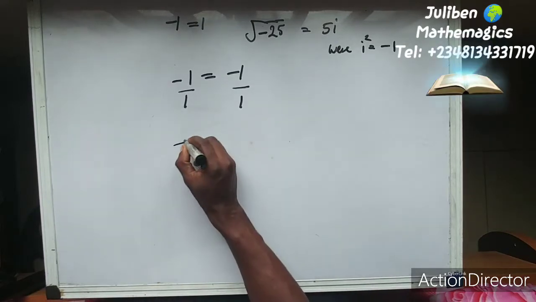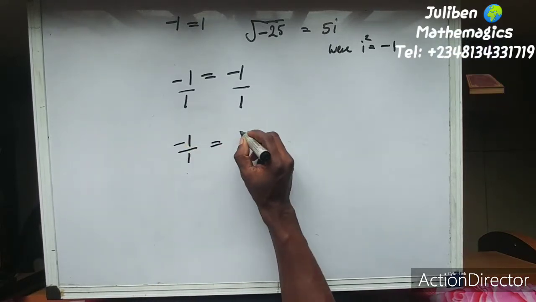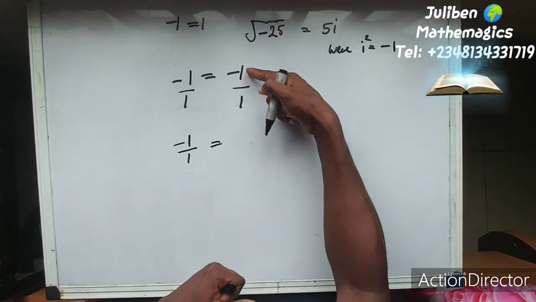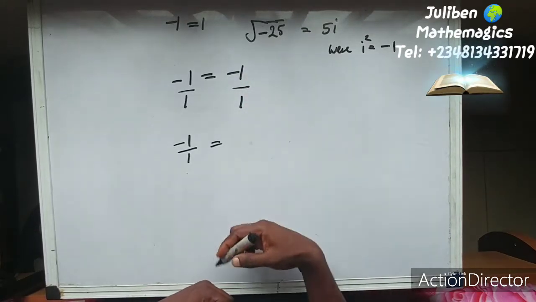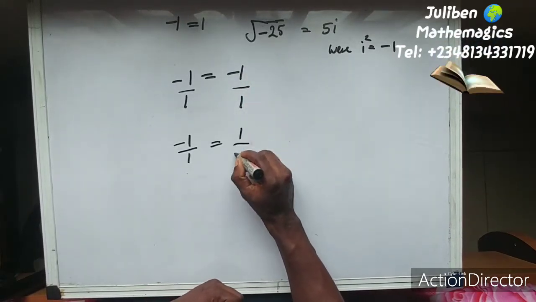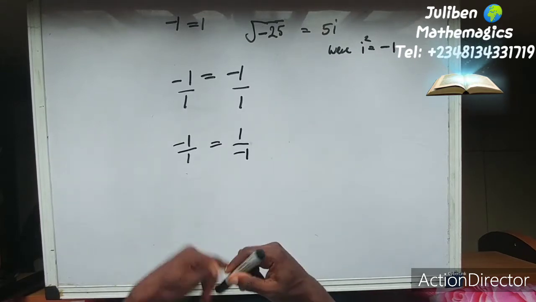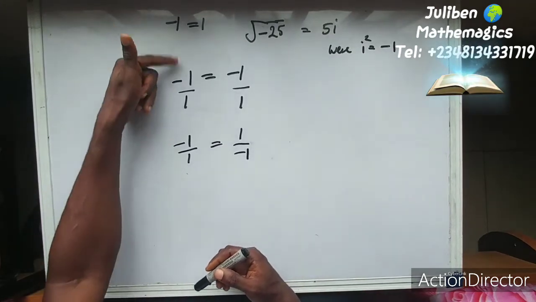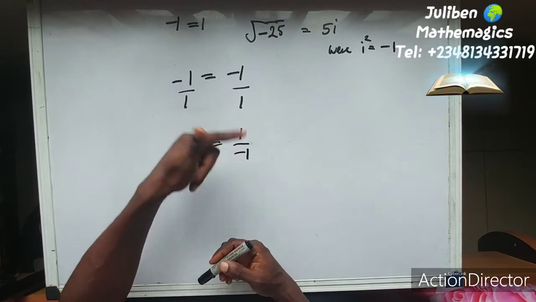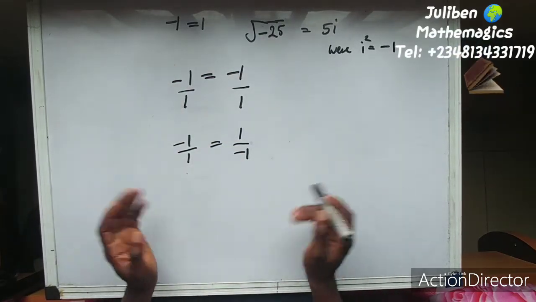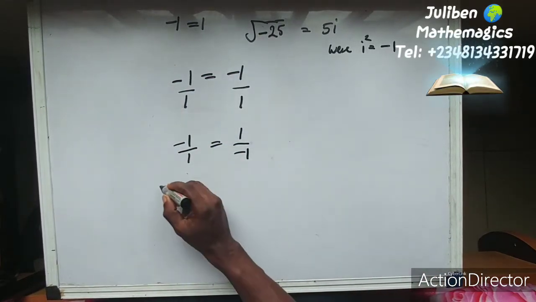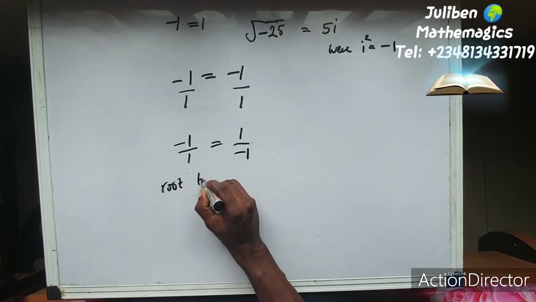Now, the next thing we are going to do is to invert. Let this -1 come down and let this 1 go up. So you have 1 here over -1. It's still the same thing. 1 divided by -1 is still -1. It's the same thing. Now, at this point, you have to root both sides.